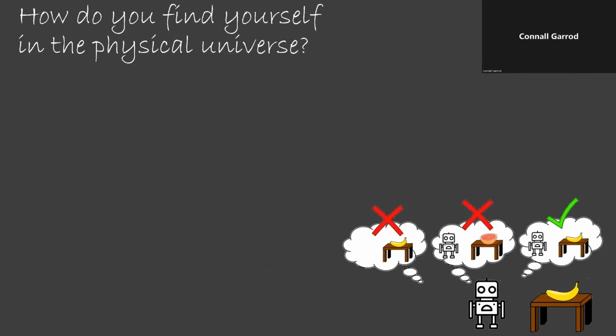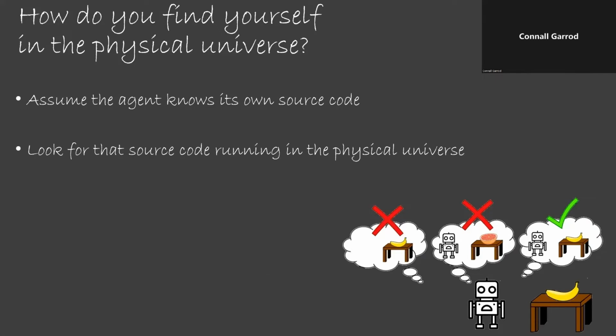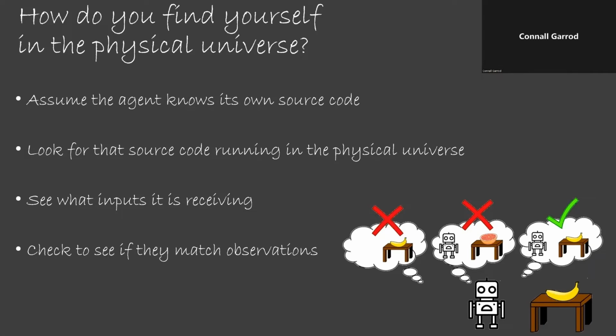The key insight is to find the agent in the physical universe specified by the hypothesis. But how does the agent find itself in the physical universe? First note, we assume the agent knows its own source code. In computer science, this isn't too big of an ask. The agent then looks in the physical universe specified by the hypothesis, searching for where the program that corresponds to its source code is running. If it finds that source code running and receiving some inputs, it can check if those inputs are the same as the ones it sees as observations. This provides evidence for or against the hypothesis.